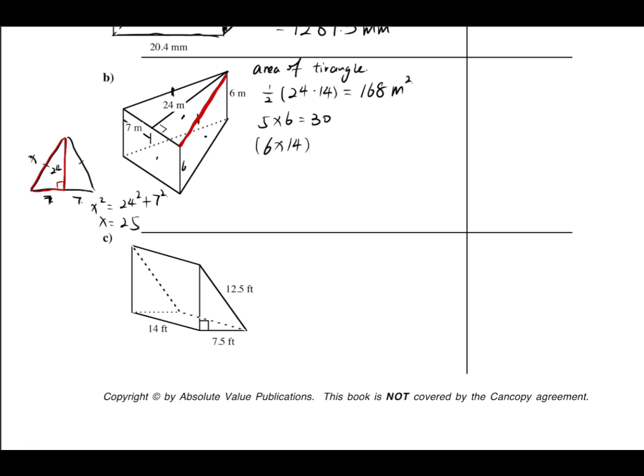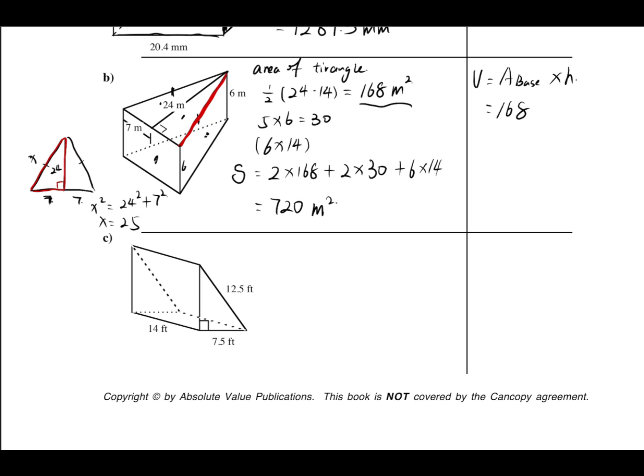For the whole surface area, S equals 2 times 168 for the top and bottom, plus 2 times this side for the left and right, plus the front, 6 times 40. Finally it is 720. For the volume, it's just the area of the base times the height. The area of the base is 168, and the height is 6, so it's 1008 meters cubed.